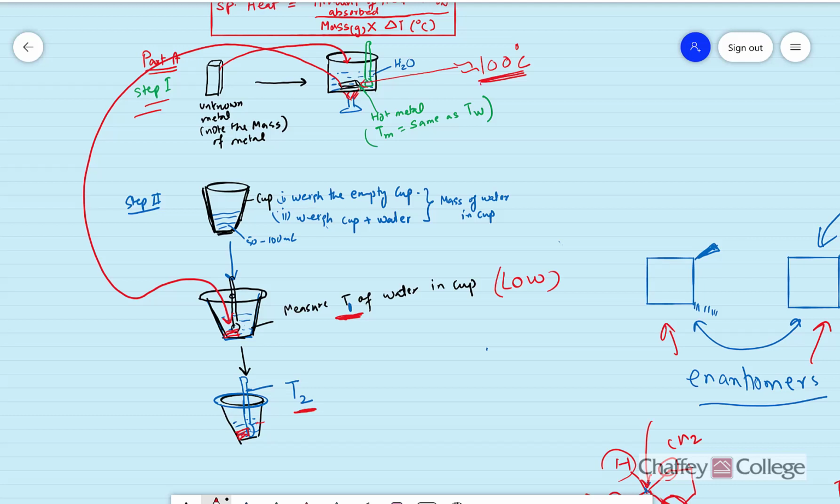After we drop the hot metal in it, the temperature of the water, so T2 is the water temperature, will be higher than before because the metal transferred its heat. The metal will be at a low temperature because it has lost its heat. The metal temperature will also be the same as T2 because that's where they equilibrate. So this was the experimental part. Now let's go over the calculation part.